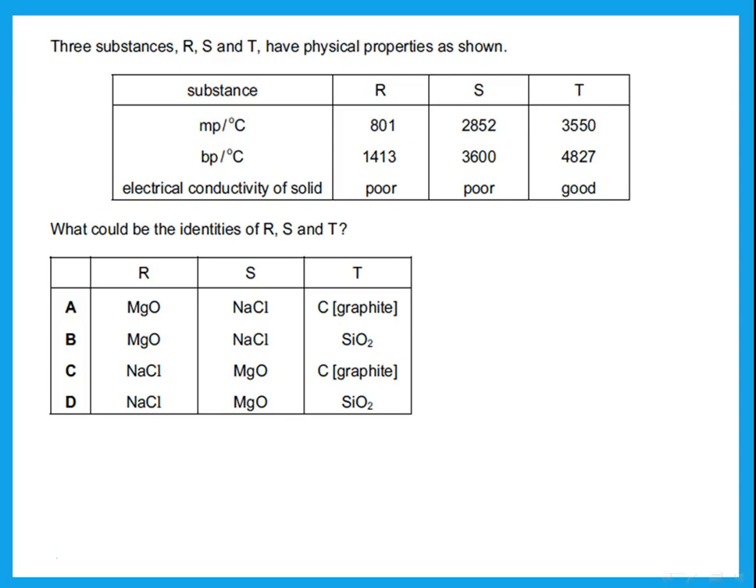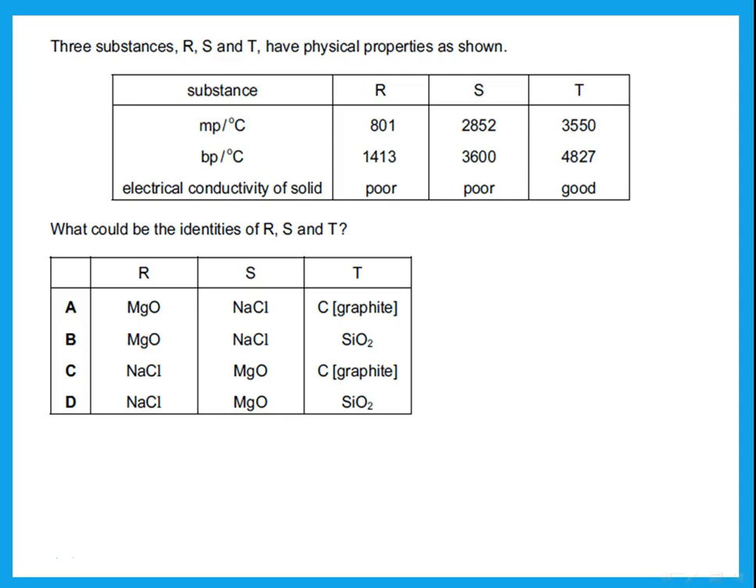3 substances R, S, and T have physical properties as shown. What could be the identities of R, S, and T? Now let's take a look at this. First of all, R has high melting point, boiling point, but poor electrical conductivity. So R must be something, poor electrical conductivity as a solid. So R must be something that is ionic. Now S has higher melting point, higher boiling point, and it's still poor conductivity as a solid.